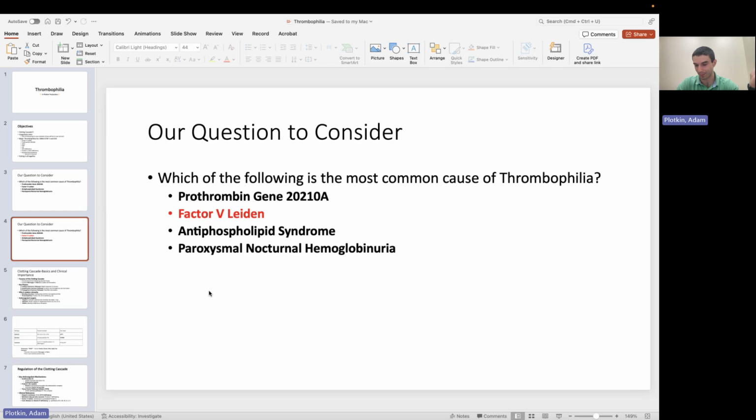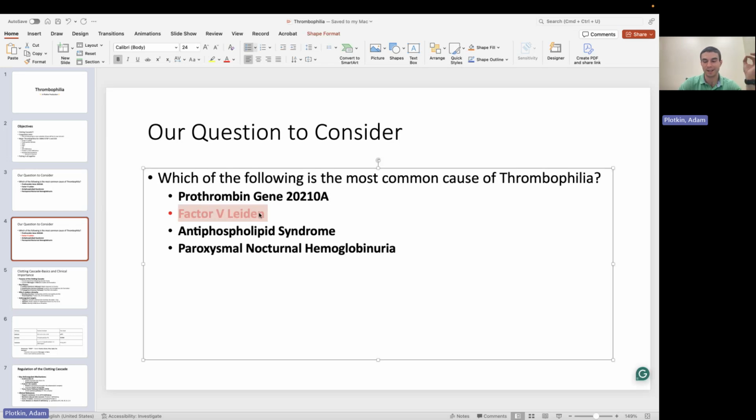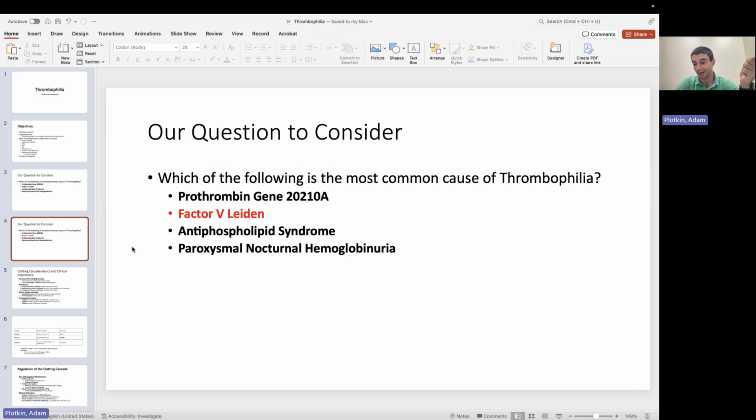They want you to know the epidemiology. So factor V Leiden is the most common inherited thrombophilia. So just based on statistics, this patient likely has factor V Leiden. That's the way they want you to answer those questions.